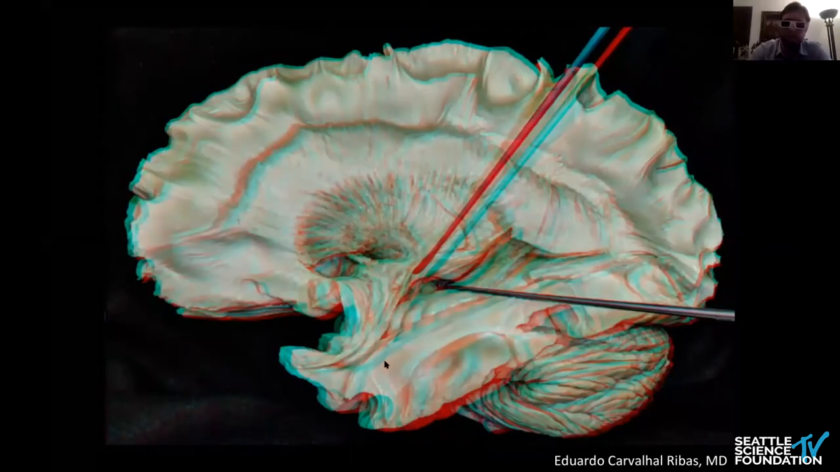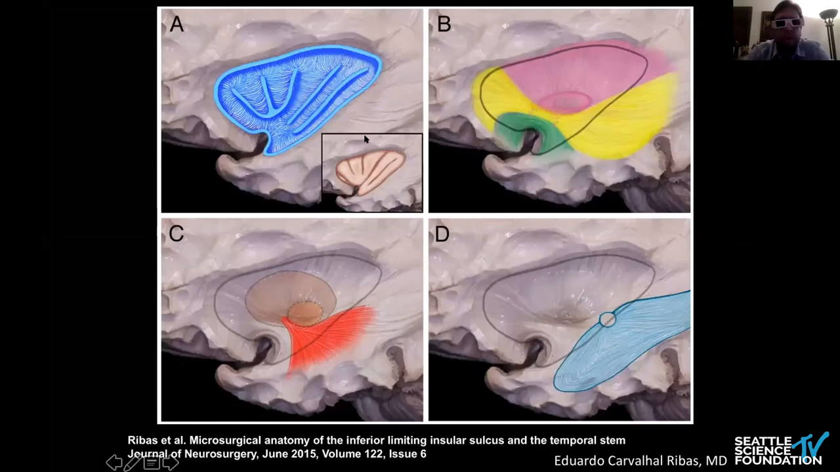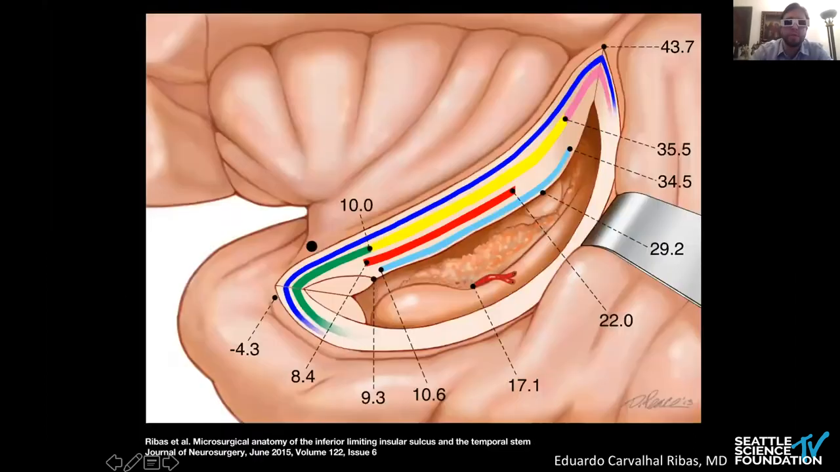Okay, and here just opening the temporal horn. We made a publication about this, having in mind all these layers of the position of these fibers and how these fibers are positioned at the depth of the insular limiting sulcus. And if you keep yourself more anteriorly, you will harm the uncinate fascicle and part of the occipital frontal fascicle. But if you continue more posteriorly, you will get into the visual radiation fibers as well.